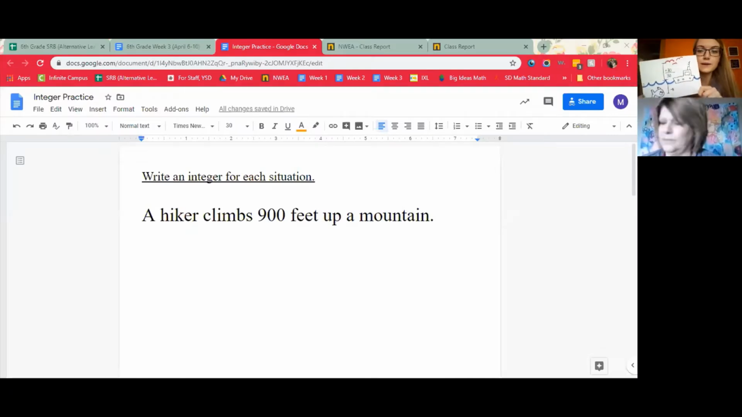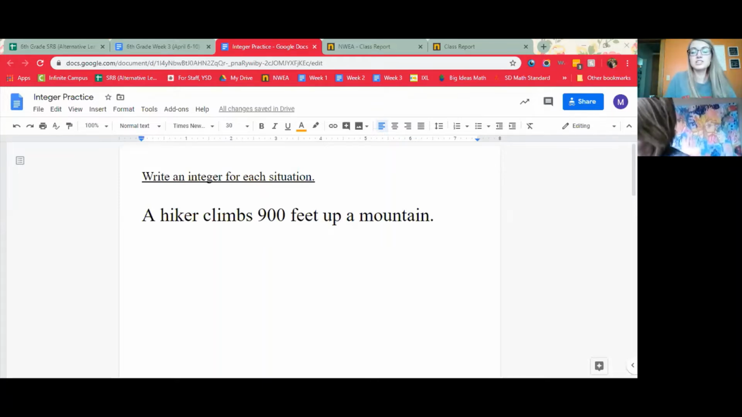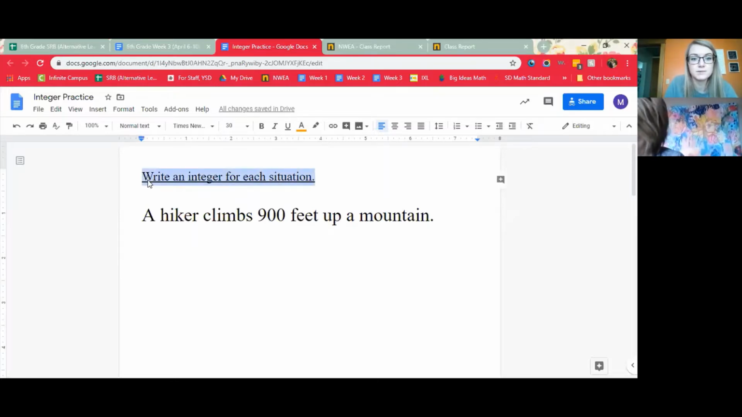Okay, so we used the example of sea level here, but there are all different ways you could think about positive and negative numbers. I want to show you some examples. You should all be able to see my screen. My directions are up on top, and they say to write an integer for each situation. So my first situation: a hiker climbs 900 feet up a mountain.